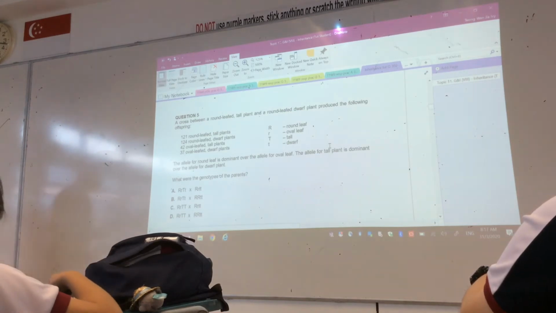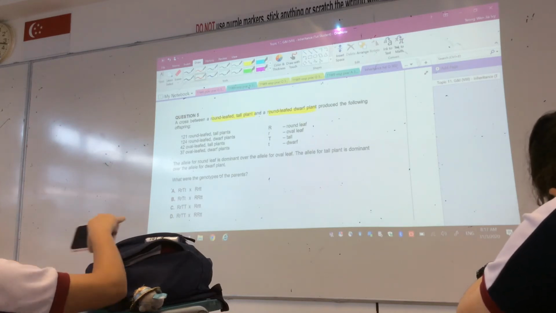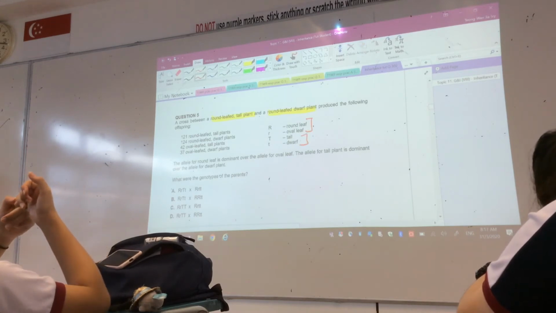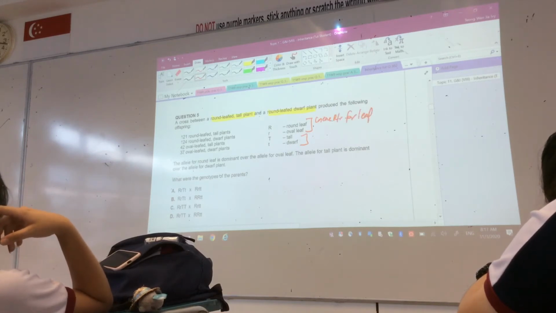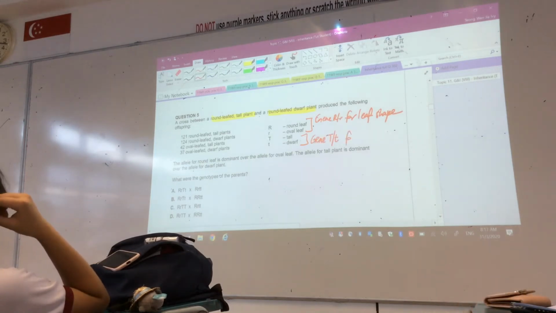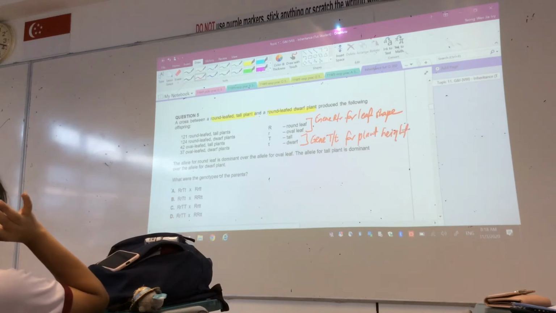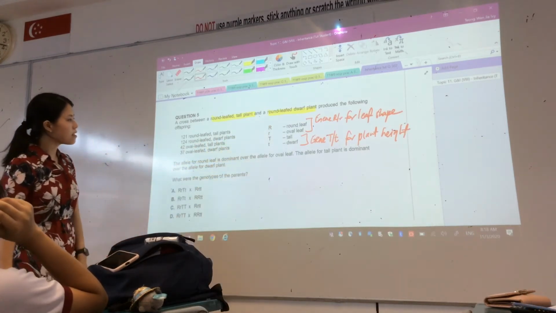Okay, now this question we are looking at a cross between a round-leaf tall plant and a round-leaf dwarf plant. The offspring ratio that you get is all of these, and they tell you already the 2 gene loci. So the first gene locus, gene R locus, is for leaf shape. Okay, so that is the trait. The second gene locus, gene T, is for plant height. So they already tell you what is dominant and what is recessive for each gene locus.